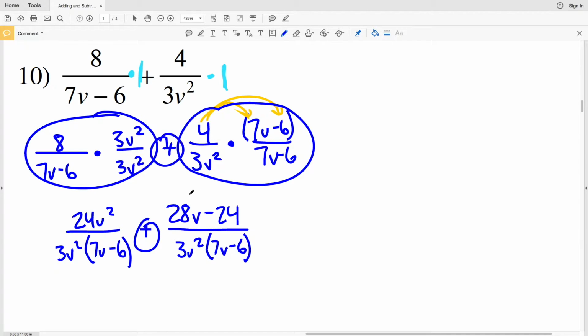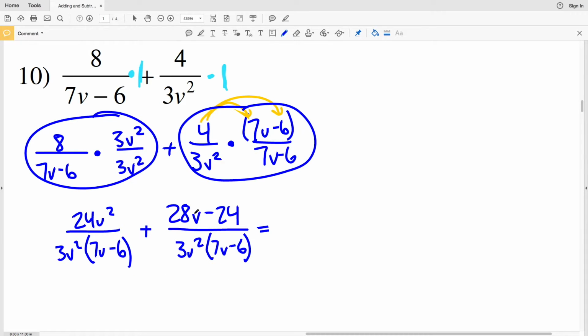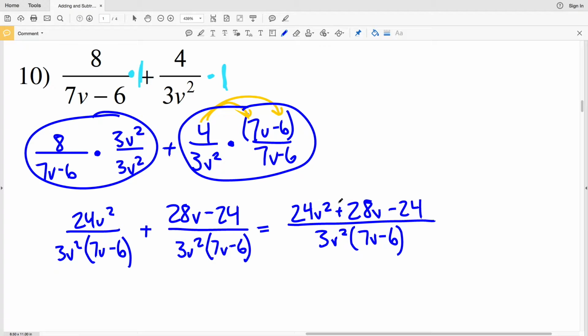Now we'll just add the two together because we have the same denominator. So 24v squared plus 28v minus 24 all over 3v squared times 7v minus 6. None of my terms in the numerator were like terms, so I could not combine any of those. And a 3 cannot go into 24, 28, and 24. Therefore, 24v squared plus 28v minus 24 over 3v squared times 7v minus 6 will be my solution in number 10.